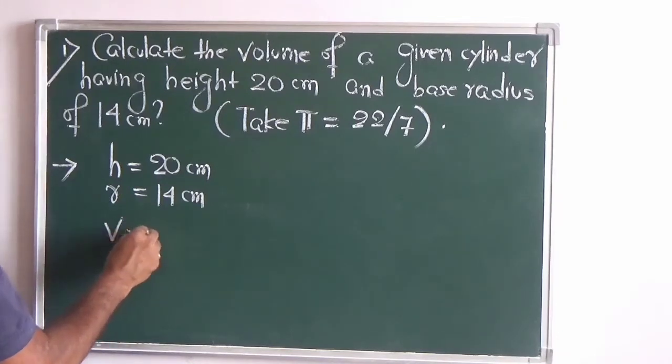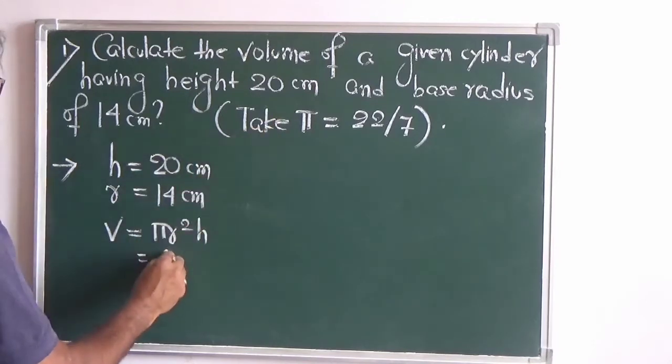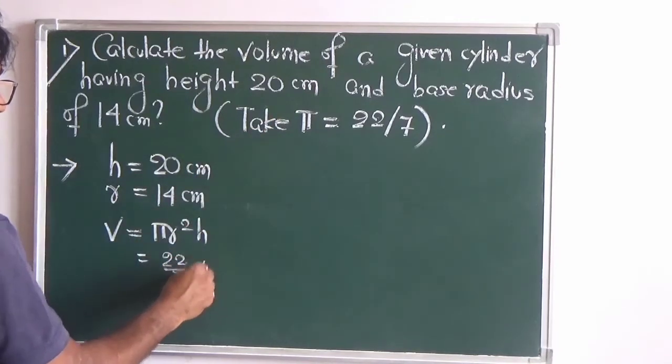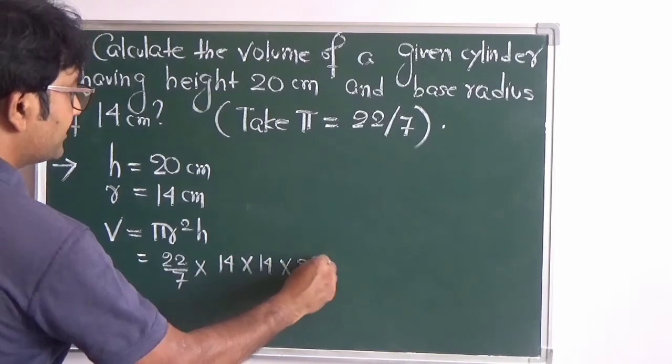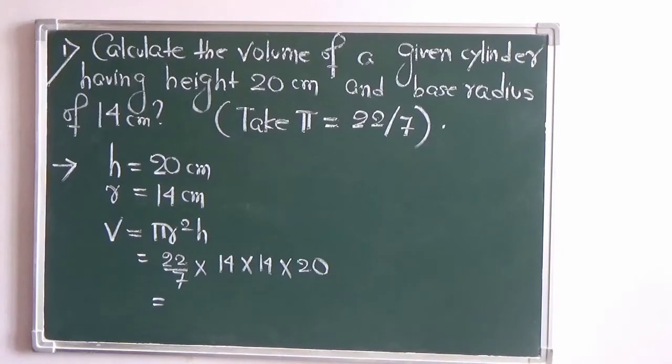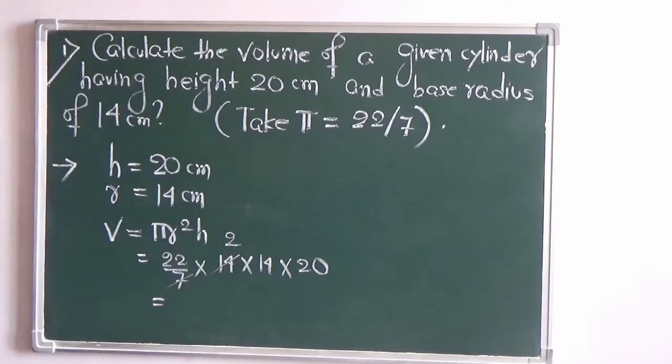So volume V is given by pi r square h. The value of pi is to be taken as 22/7. Radius is 14 into 14 and the height given is 20. So let us calculate this, and after reducing it, this becomes 2. So 44 into 88 into 14. It is coming to 12320.